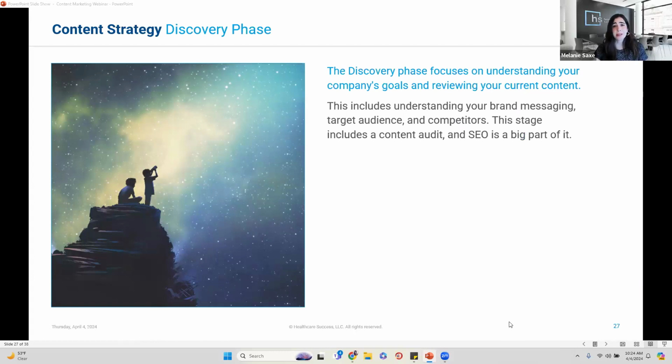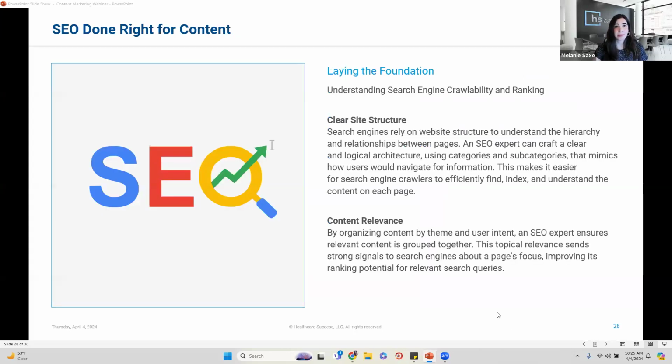Discovery phase. Here is where you build your foundation, understanding your brand messaging, understanding your target audience, as we just said, and your competitors. The stage includes a content audit, and if it was up to me, SEO is a big part of that. So as I warned you, here's my little SEO focus. SEO done right for content.